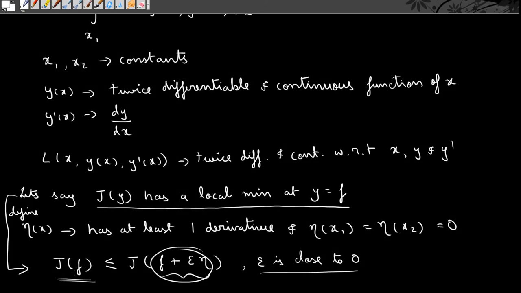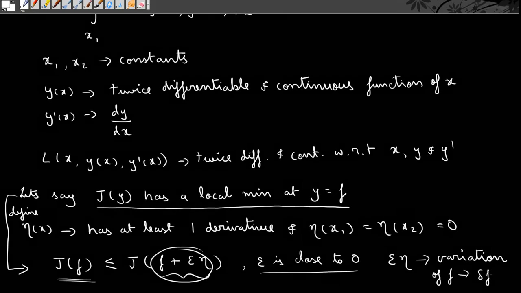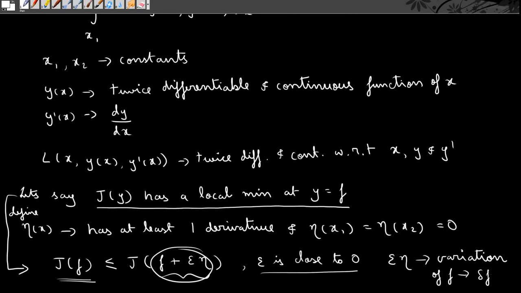So with this setup, since this is going to vary the value of f by a very small amount, we are going to call epsilon eta the variation of f, and I'm going to denote it as delta f. Okay, so I hope this much is clear. So this is the formalism.